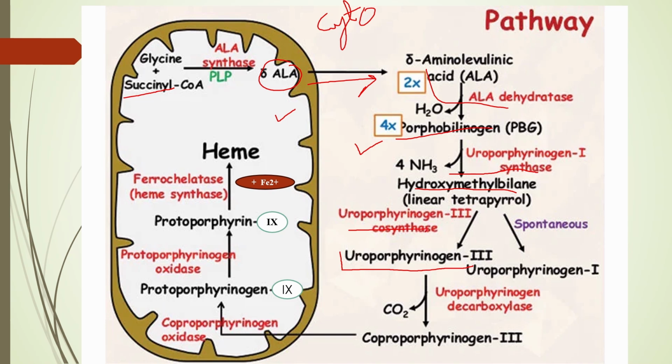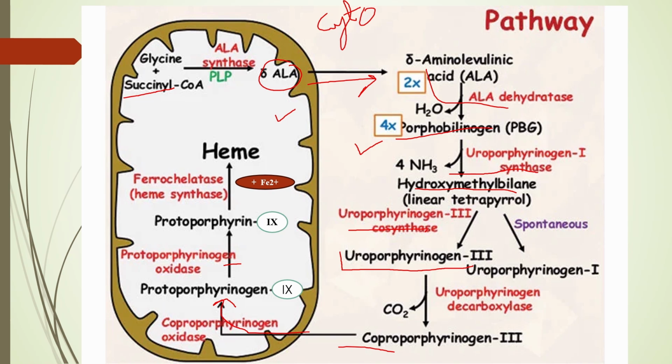It acts as a cofactor, and here uroporphyrinogen 3 leads to the formation of coproporphyrinogen 3, and this coproporphyrinogen 3 will enter into the mitochondria of the cell, and here it will lead to the formation of protoporphyrinogen 9 in the presence of the enzyme coproporphyrinogen oxidase.